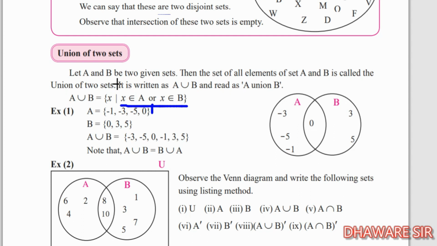Let us see, it is simple to understand. A is equal to -1, -3, -5, 0. B is equal to 0, 3, 5. These are the two sets. Now what is the union of the sets? When writing the union of sets, first of all write all the elements from set A. What are all the elements from set A? -3, -5, 0, and -1. All these elements are from set A.